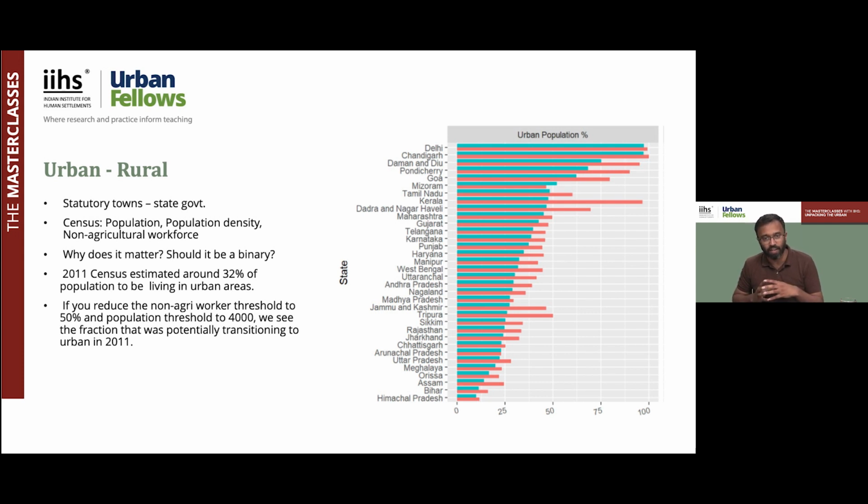And like before we get more deeper into certain patterns that show urban rural differences, I just wanted to lay out the fact that the classification itself is something you may have to look at carefully depending on what you want to do with it, right?